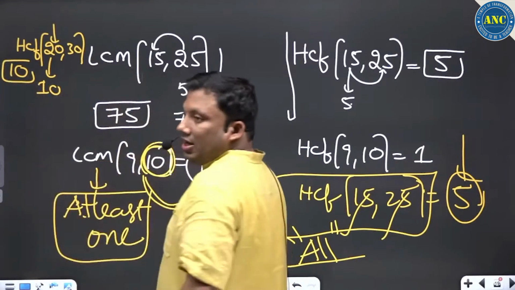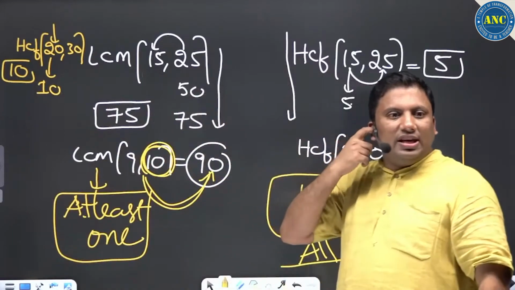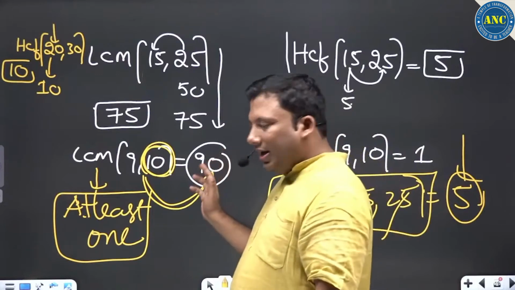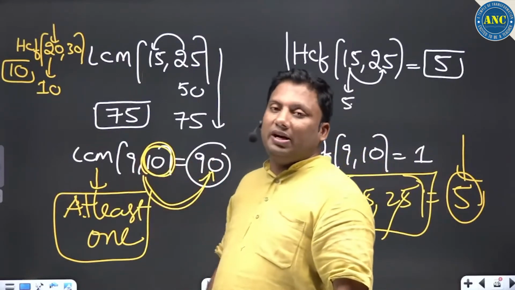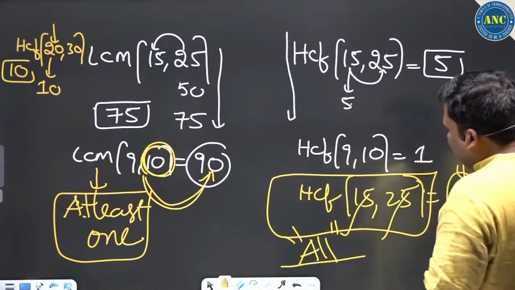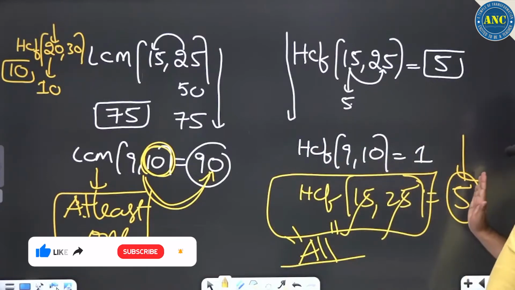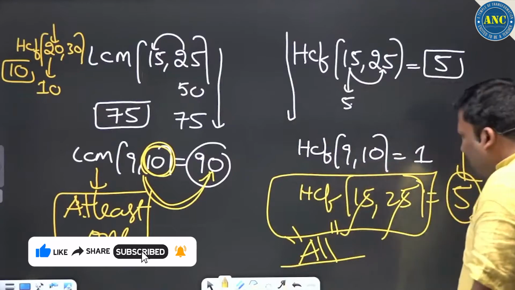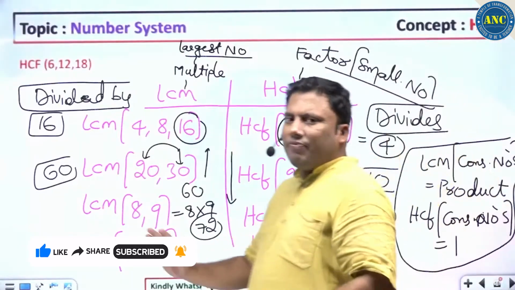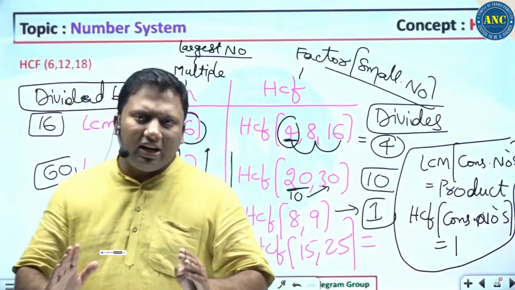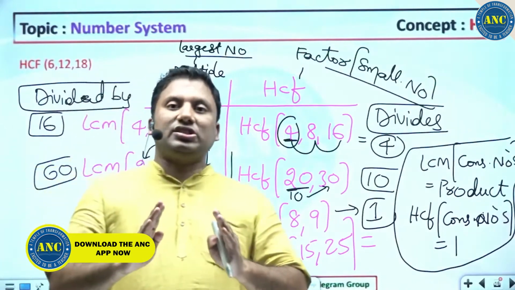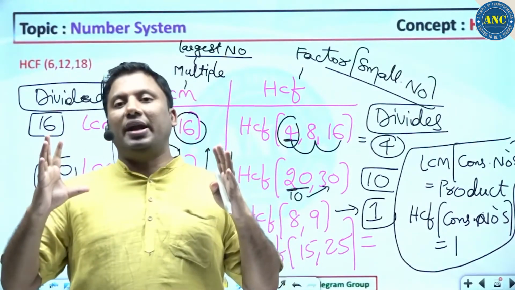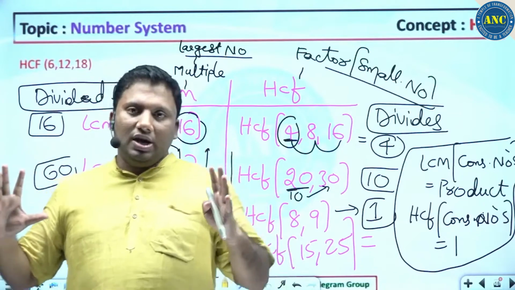In LCM, if one number is divisible by 5 or K, at least one number should be divisible by K. But in HCF, if the answer is divisible by K, all of them are divisible by K. Very simple way to understand the difference between LCM and HCF. If you do not understand in the fundamental way, if you keep on solving 100 problems, it's of no use.